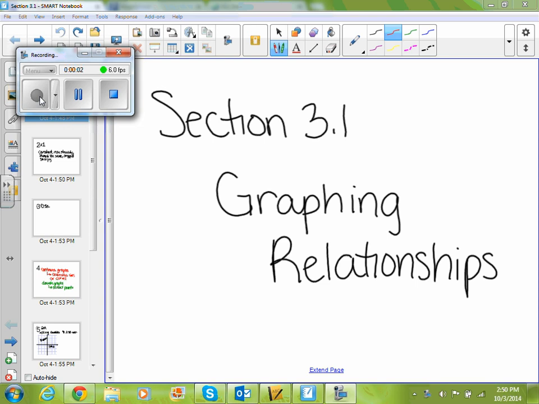Okay, so we're going to look at section 1.1, graphing relationships. Graphs based off of word problems, okay? So we're all going to learn to love word problems by the end of this class period.